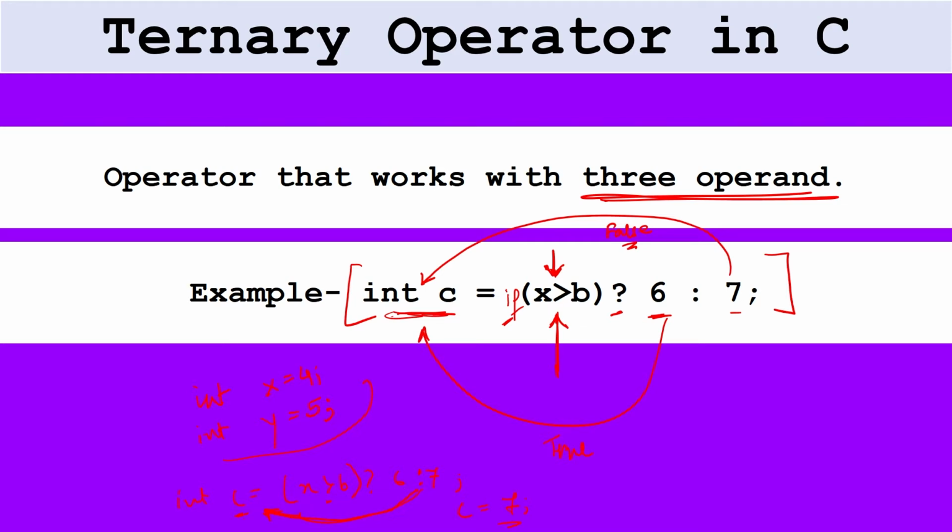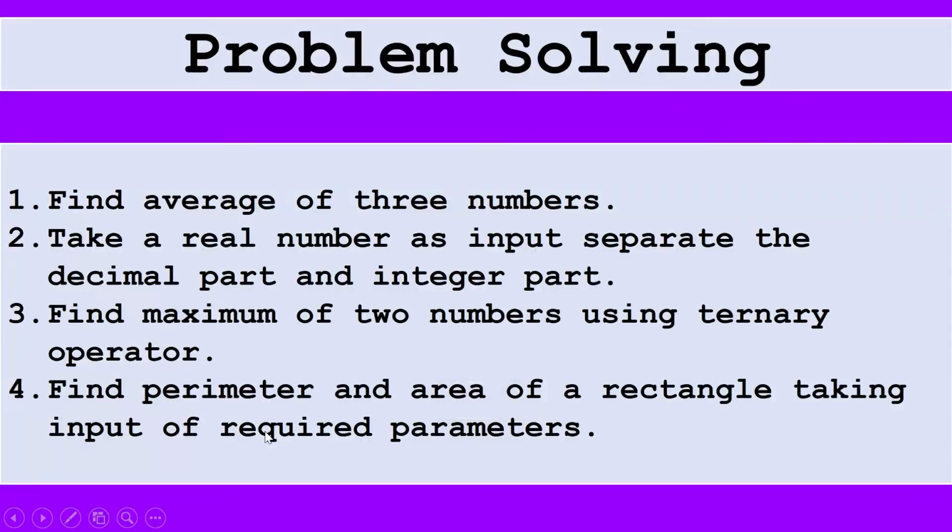So C is getting the value of 7. So in this way we use operators in C. Now let us practice a few problems which will help us to understand operators in C in a better way. Okay, so let's move to our question part. Let's see. So here we have the questions.